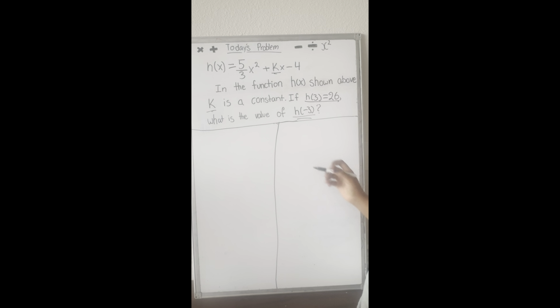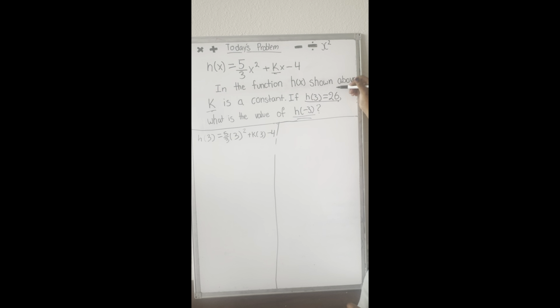So first what we're going to do is write out this h of 3. So h of 3 equals 5 divided by 3. So we replace the x with 3: 5 divided by 3 times 3 squared plus k times 3 minus 4. By the way, when you have a variable and a number, you write the number first and then the variable after, which we will be doing soon in this video.